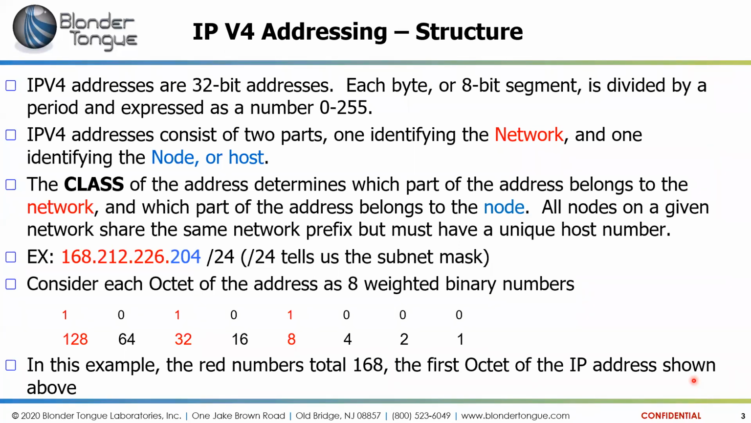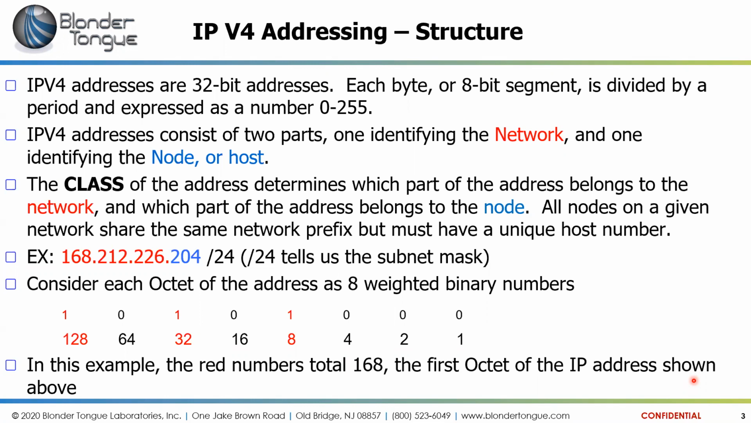IPv4 addresses, the 4 groups of numbers, consist of 2 parts. If we look down a couple lines, there's an example: 168.212.226 in red and then .204 in blue. The 2 parts of that address: one identifies the network, and in that example 168.212.226 is the network part of that address. The other part of the address identifies the node or the host. So in this example, .204 is the host.